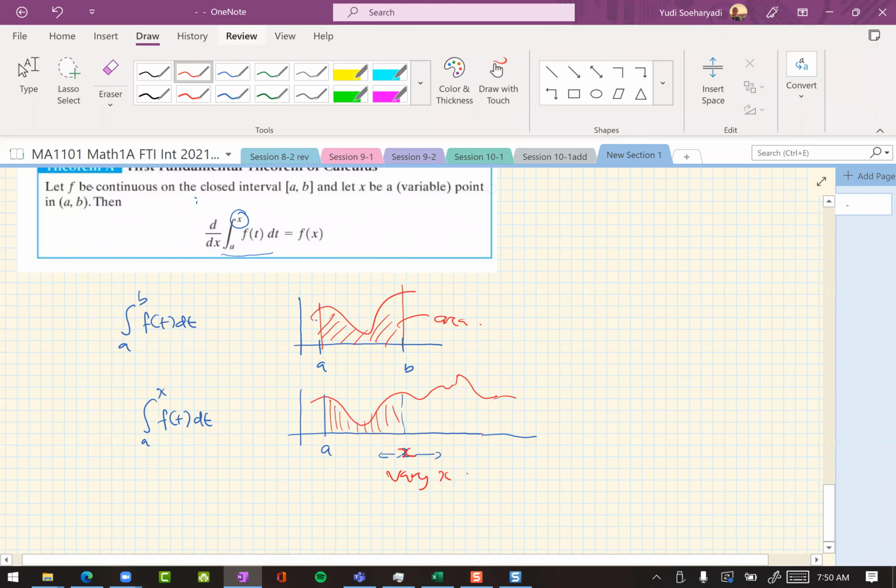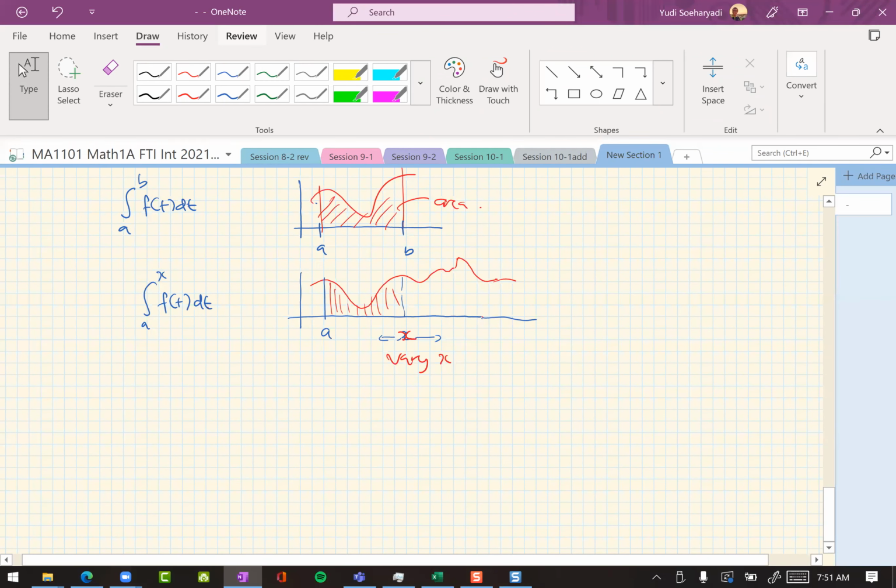Okay. So that's why then we have, we can say that let F of X be capital F. There. Okay, so this becomes a function. So this expresses the area under the curve f, from A to X. That's a function.